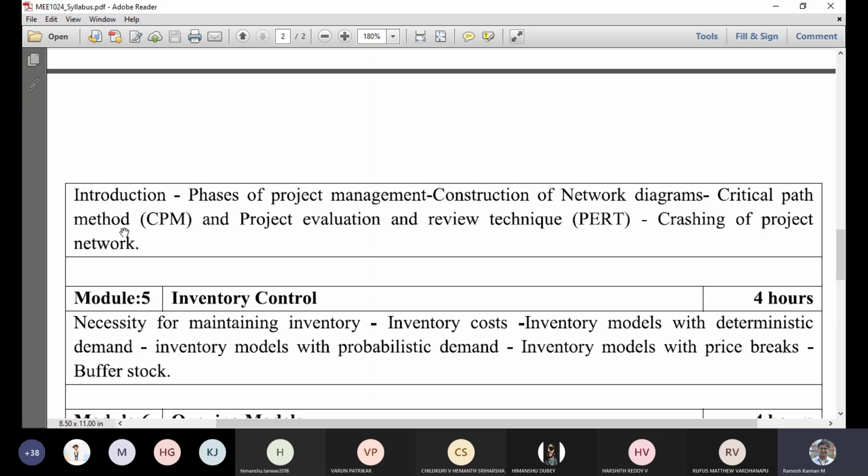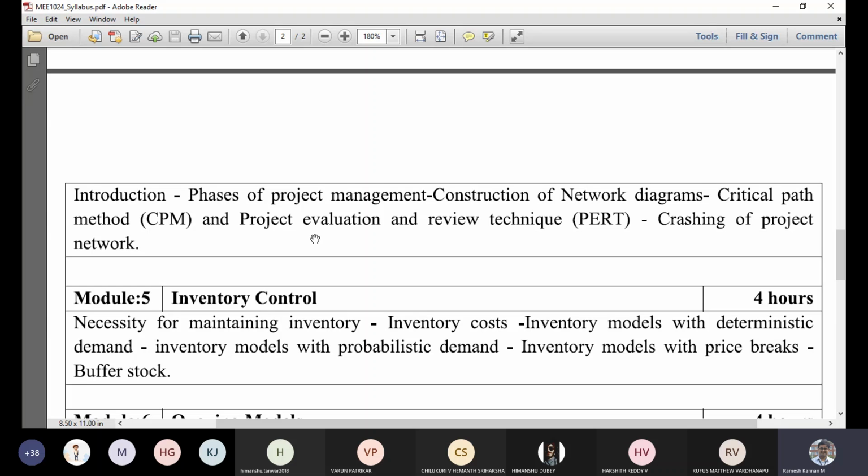But CPM is a deterministic method. The reason is that the time is deterministic. If I want to schedule an activity for 5 days, it is 5 days. No matter if it is 4.5 or 5.5, it is 5 days. Bang on the target. But it is not practically viable.